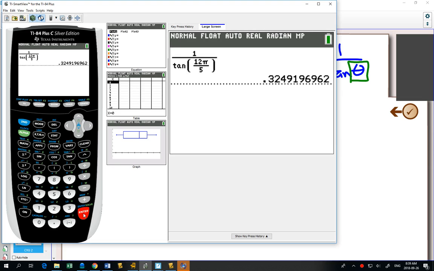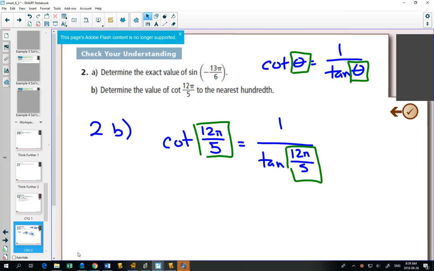0.324. 0.325 to the nearest hundredth. 0.32.